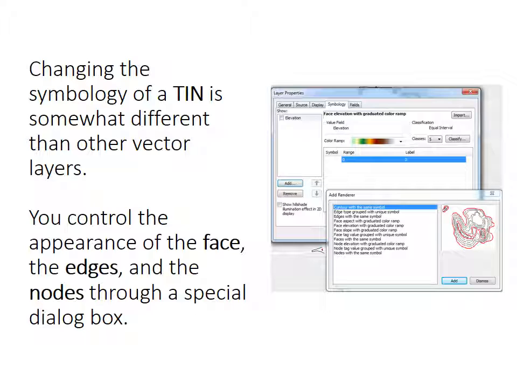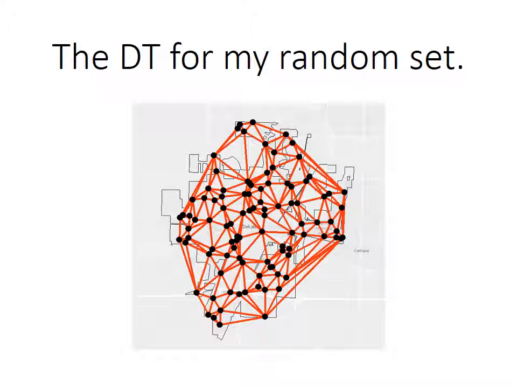Tins are actually their own particular data type. They look like a vector data set, but they're not. So they need to be stored and symbolized a little bit differently. If you go to symbolize a tin, you have to control the appearance of the face and the edges. The face is going to be the triangle, the edges are going to be the lines between them, and the nodes are going to be your original points. This is the underlying Delaunay triangulation for all of those random points drawn on top of DeKalb, and it forms what you would generally think of as a network.